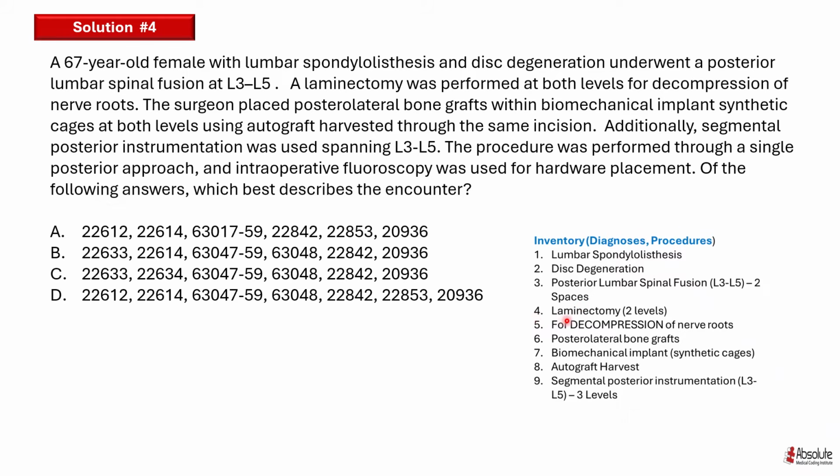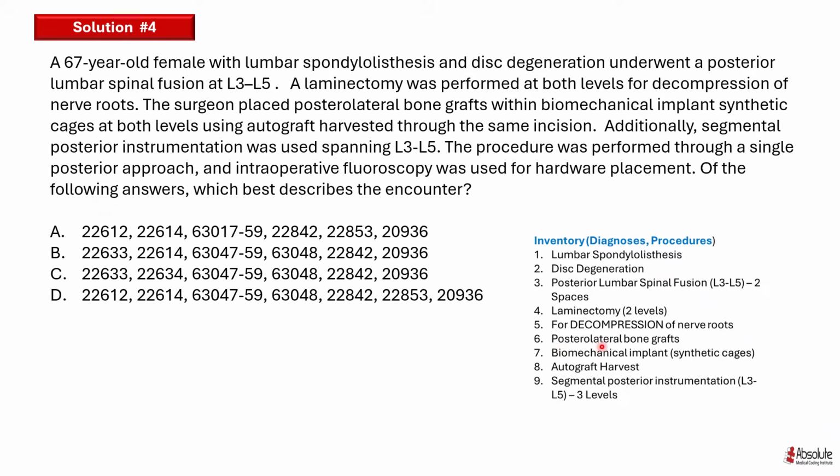Next, laminectomy, 2 levels, right? So the lamina, we're thinking about the hard part, the vertebrae. 2 levels. All right. Now, for decompression of nerve roots, you see I put decompression in all caps because this is important. Some codes code for decompression or not or no decompression. So it's really important that you pay attention to that.